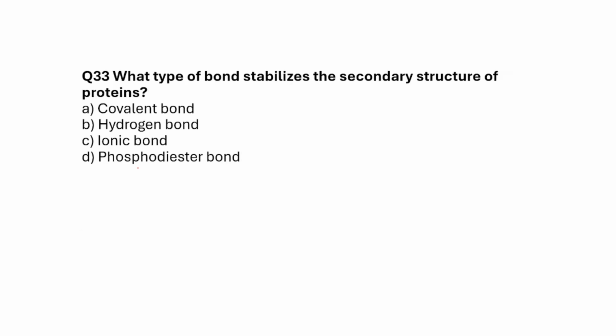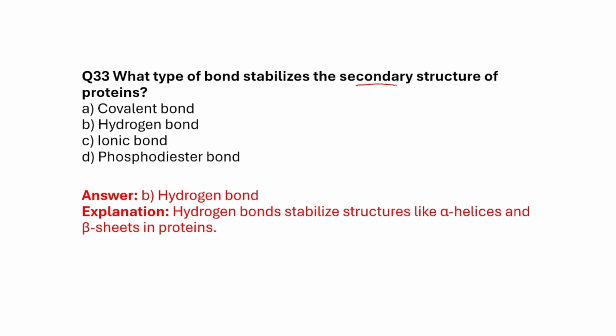What type of bond stabilizes the secondary structure of proteins? Here we are talking about the secondary structure. Covalent bond, hydrogen bond, ionic bond, phosphodiester bond. Answer is hydrogen bond. Okay. It is primarily found in secondary structures like alpha helices and the beta pleated sheets in proteins. Okay.